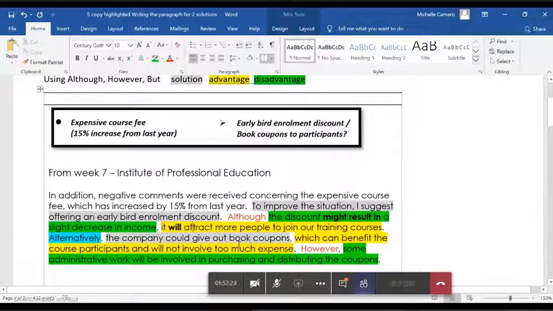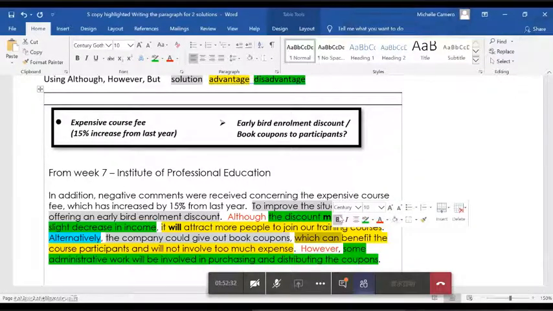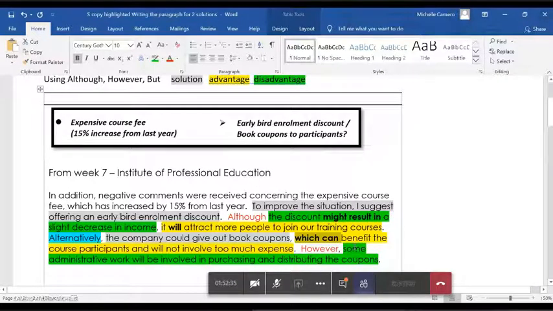All right, what about this one? For the second solution, they used which can benefit the course participants. So they used which can to introduce the advantage, because advantage is in yellow, and they use the verb benefit. So you will need a verb here. You can't just write which can the course participants. Benefit is a really good verb. You might be able to use it in the assessment, but again, depending on what information they give you on the assessment, you might be able to use the verb benefit, you might not. So you just have to be careful and decide. But again, you can use which can plus verb to introduce the advantage highlighted in yellow.